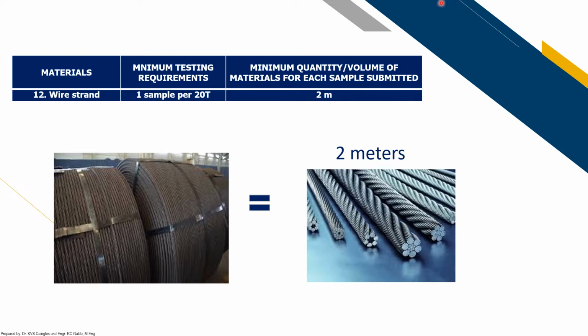Next is your wire strand. You are going to obtain 1 sample per 20 tons, no, sa imong wire strand. So kanang sample would mean 2 meters. So you are going to obtain 2 meters, no, of wire strand per 20 tons based sa imong bill of quantities. Okay, kay mao man yung minimum quantity. Okay? Ang kanyang mga wire strand usually ginagamit na siya sa kanang mga pre-stressed nga mga structures like piles and beams. Okay?